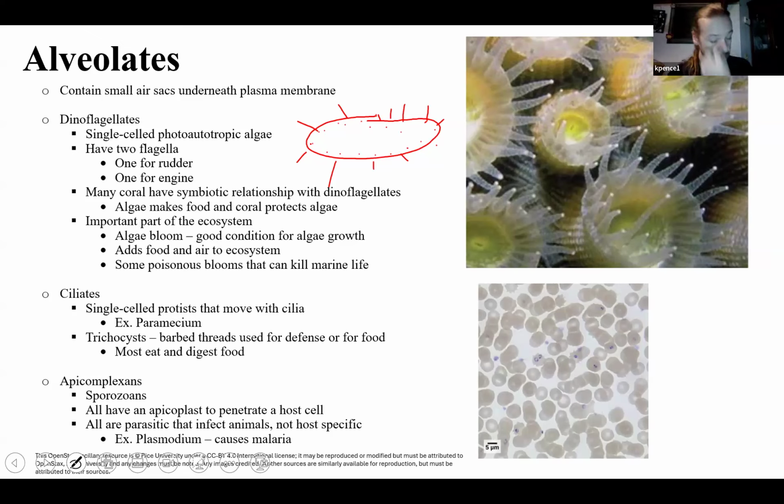That's kind of the go-to example, but you also have dinoflagellates. So a dinoflagellate is going to be an individual with two flagella. It has one flagellum that goes out, and that's going to be used for swimming. It also has a flagellum that wraps around the cell like this, and that's going to be used like a rudder. So it's able to turn and propel itself through water with its two flagella.